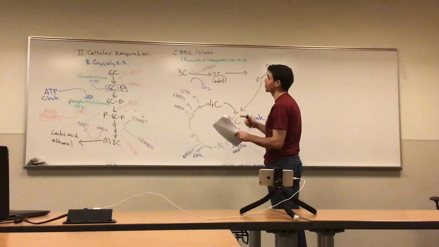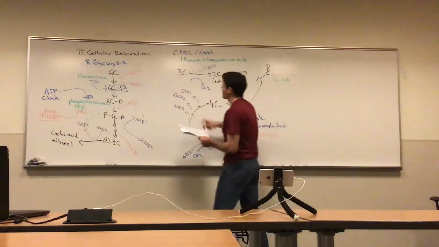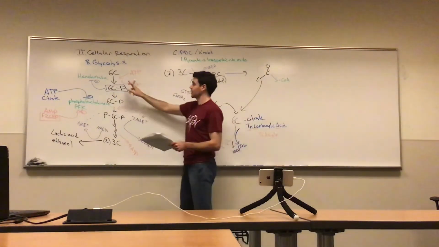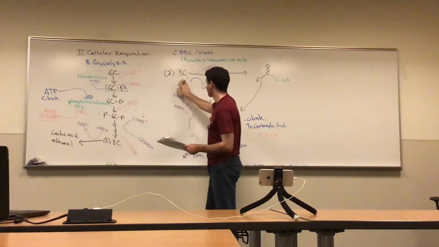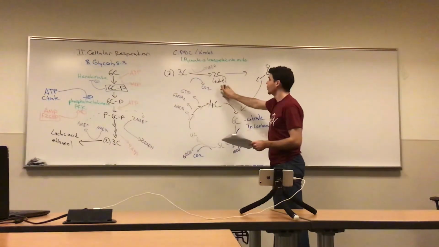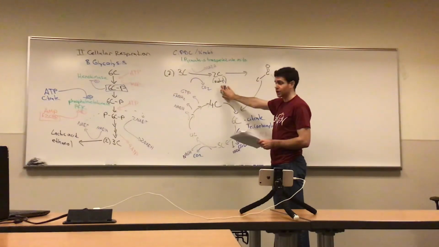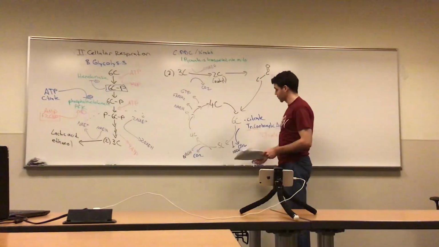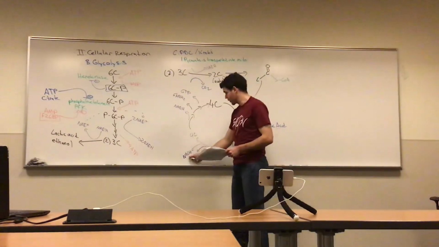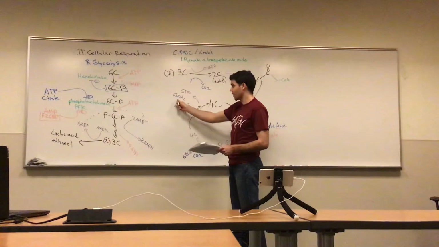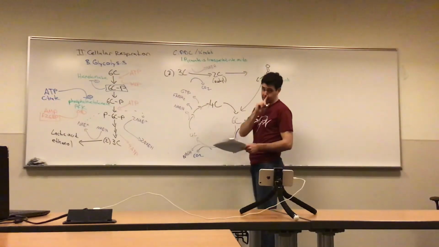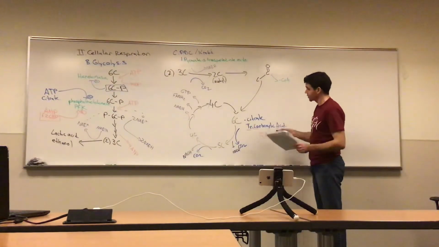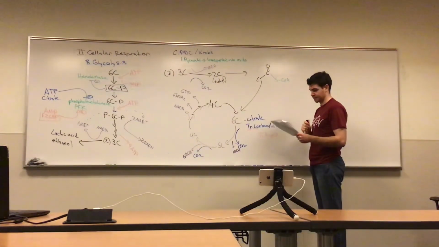Remember, per glucose, we have 2 of these 3-carbon things, because we started with a 6-carbon and broke it into 2 of these 3-carbon things. So we get 2 acetyl-CoAs per glucose, which means 2 cycles. Per glucose, we're getting 2 NADH here, 2 NADH here, 2 NADH here, 2 FADH2, and 2 GTP. So everything doubles, exactly. We get 2 cycles per glucose metabolized.